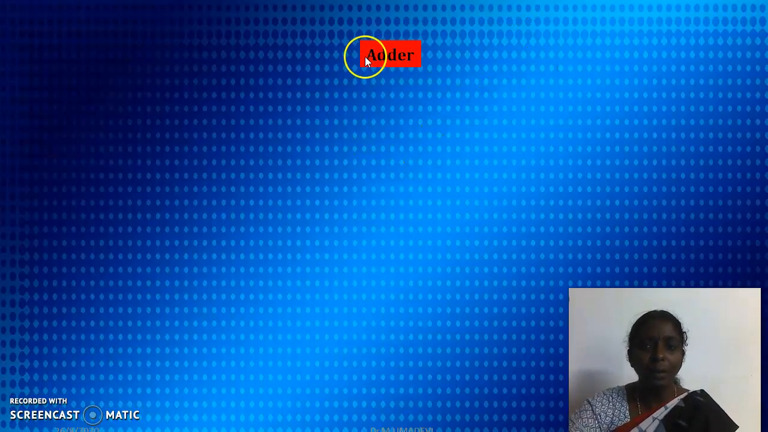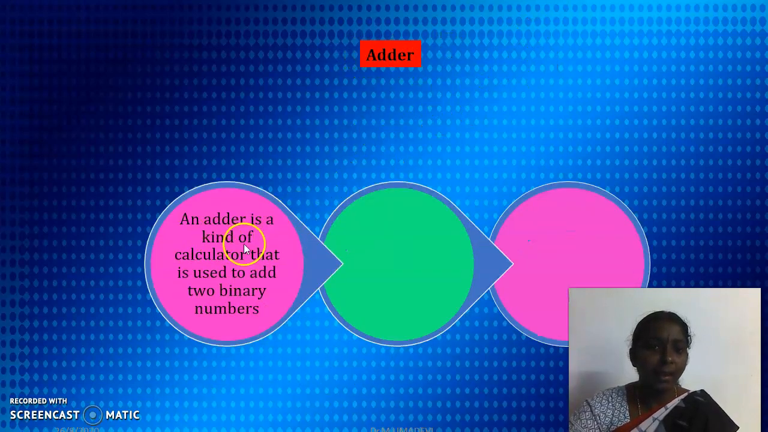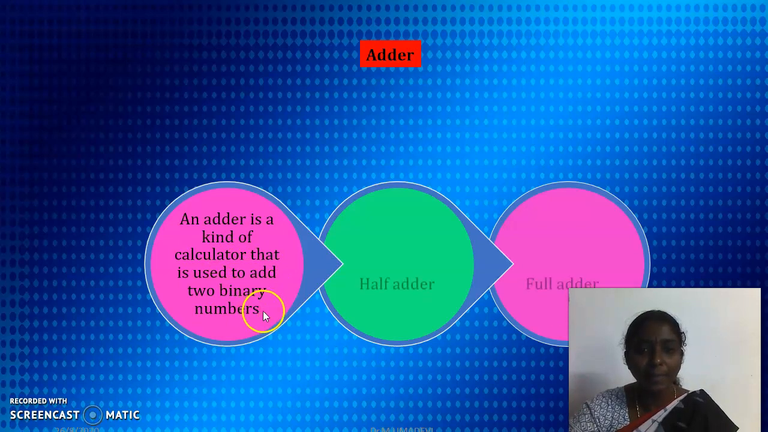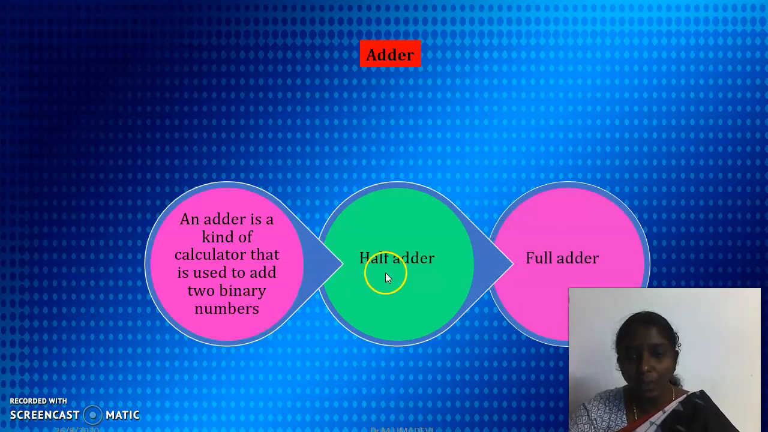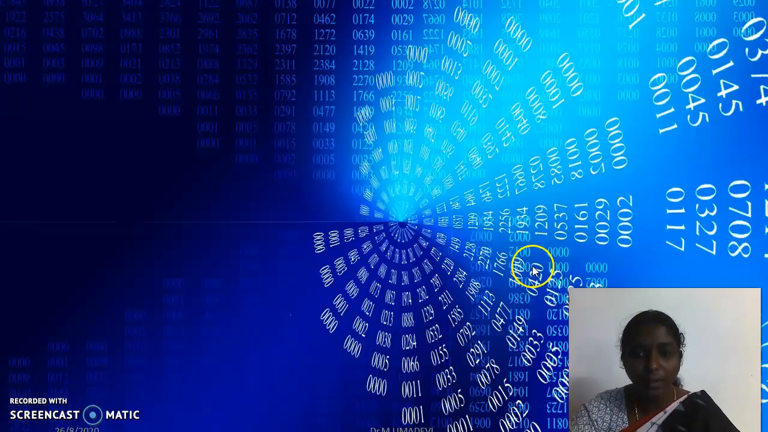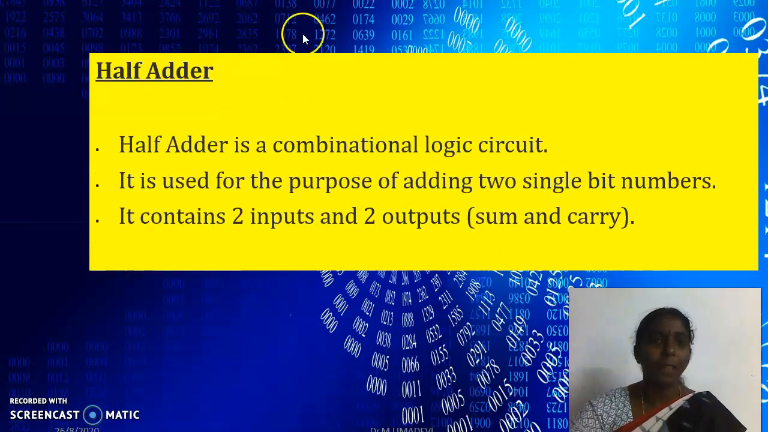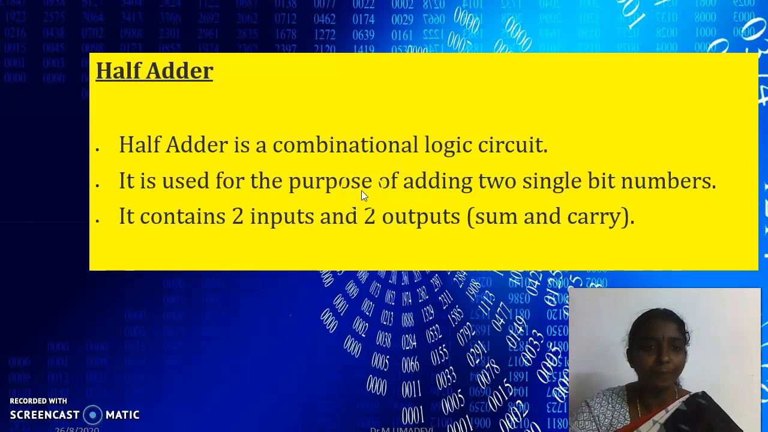So first one, what is adder? An adder is a kind of calculator that is used to add two binary numbers. In adders, we have two types. One is half adder, and another one is full adder. Half adder is a combinational logic circuit. It is used for the purpose of adding two single bit numbers. It contains two inputs and two outputs. Two outputs are named as sum and carry.